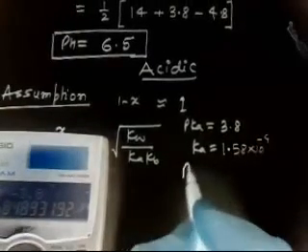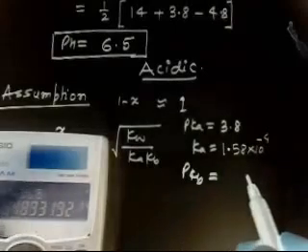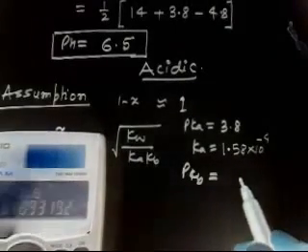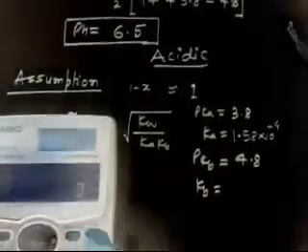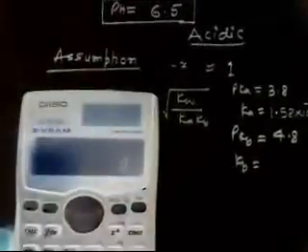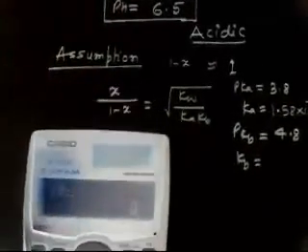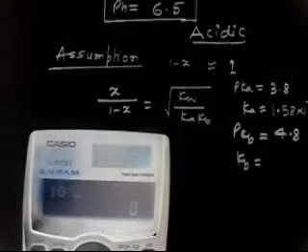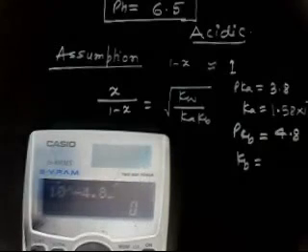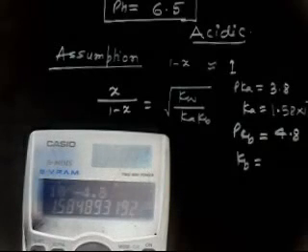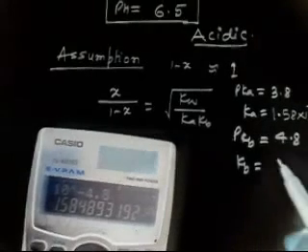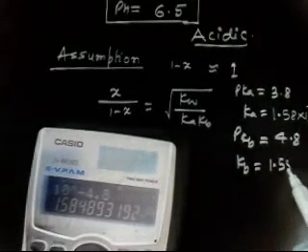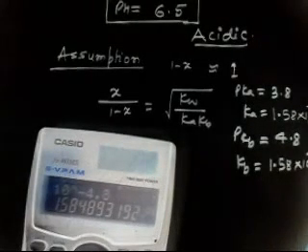Similarly, I have pKb given to you. pKb is 4.8. I can find Kb. Kb is again 10 to the power minus 4.8. So this is 10 raised to the power minus 4.8. Are you getting? I have to see this value. So this is coming out to be 1.58 into 10 to the power minus 5.